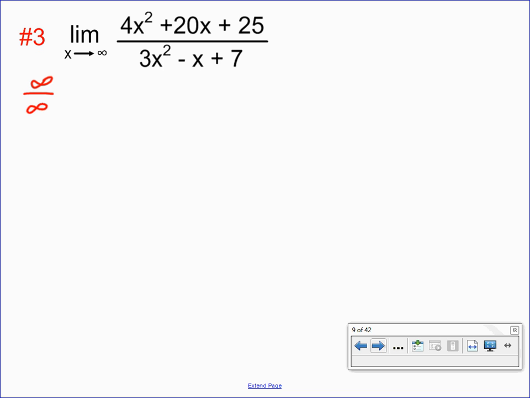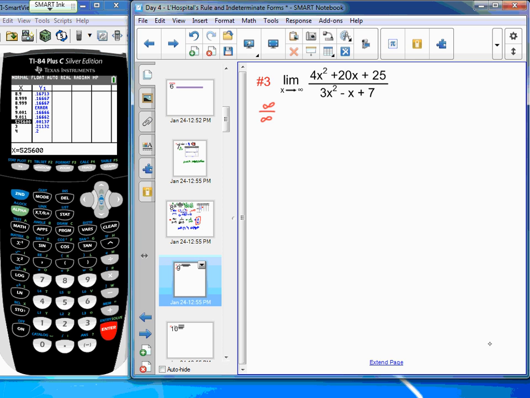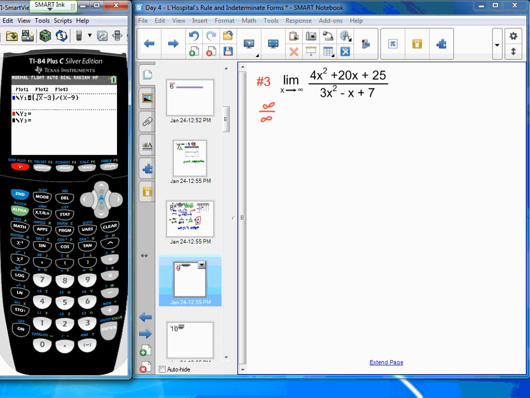Graphs and tables, oh gosh. I better do graphs and tables, huh? So my graphs and tables looks like 4x squared plus 20x plus 25, closed quantity, over 3x squared minus x plus 7, closed quantity. And we're trying to let x approach infinity.